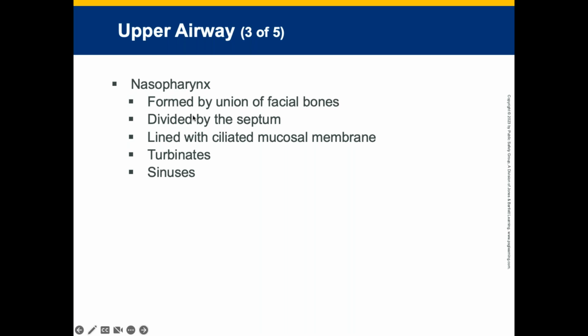These are formed by a union of facial bones. There are quite a few facial bones under there, right? So in union, it forms the nasopharynx, which is divided by the septum and lined with ciliated mucosal membrane. Cilia help move contaminants out of the body, right? We have to have the cilia, that hair-like type, that helps protect and move things around. We have turbinates that are built into the nasal mucosa. These increased surface areas of the nasal mucosa are called turbinates, and they help filter and move that air. Then we have sinuses, which are cavities formed by the cranial bones.